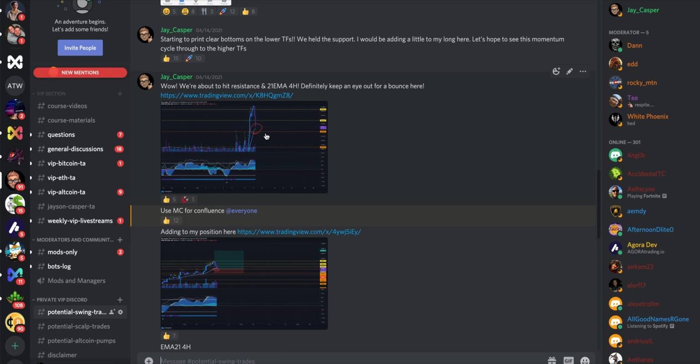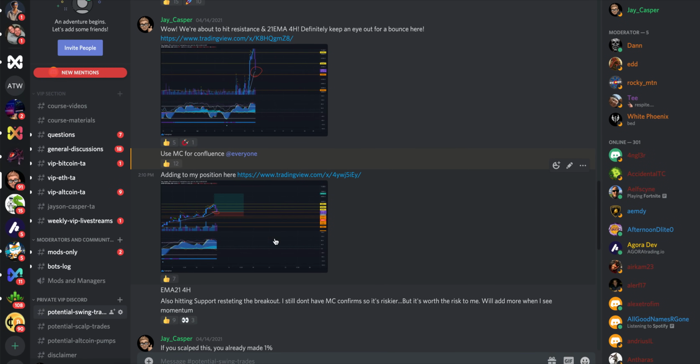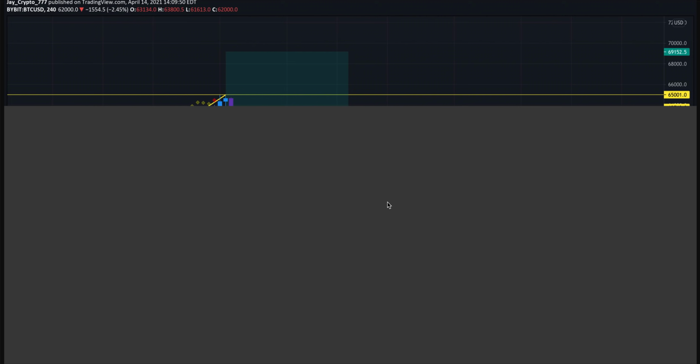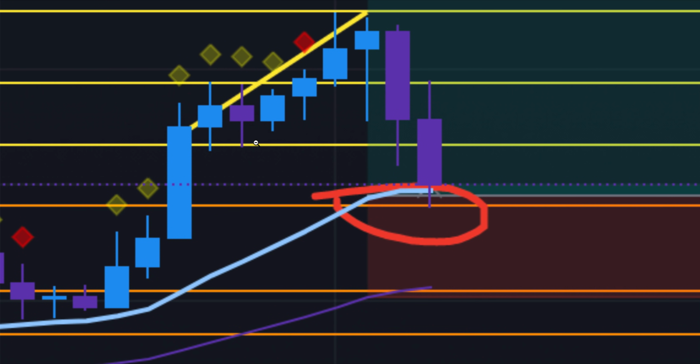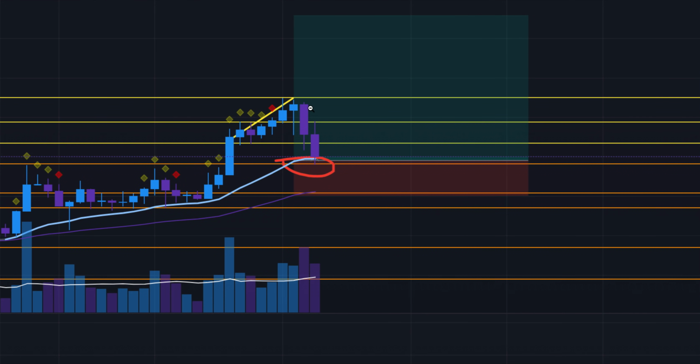So I posted this in my Discord. Wow, we're about to hit a support and the 21 EMA on the 4 hour. Definitely keep an eye out for a long, right? I saw us dumping down. Everyone's freaking out saying, oh, we're going lower, this is the end. Okay, I'm looking to long. And as soon as I see that we hit this daily support level and this 21 EMA, I go long, literally right at the bottom. This was pretty boss, because I don't get to watch the charts this closely, and my alert goes off and I missed the perfect entry. But I really entered right off of that bounce right there. That was pretty cool.